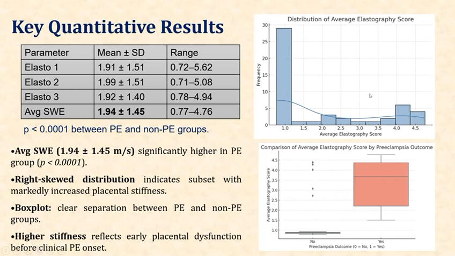The distribution curve shows a right skew pattern indicating a subset of patients with markedly increased placental stiffness. On box plot analysis, there is a clear separation between the preeclampsia and non-preeclampsia group, suggesting that increased placental stiffness precedes the clinical onset of preeclampsia.